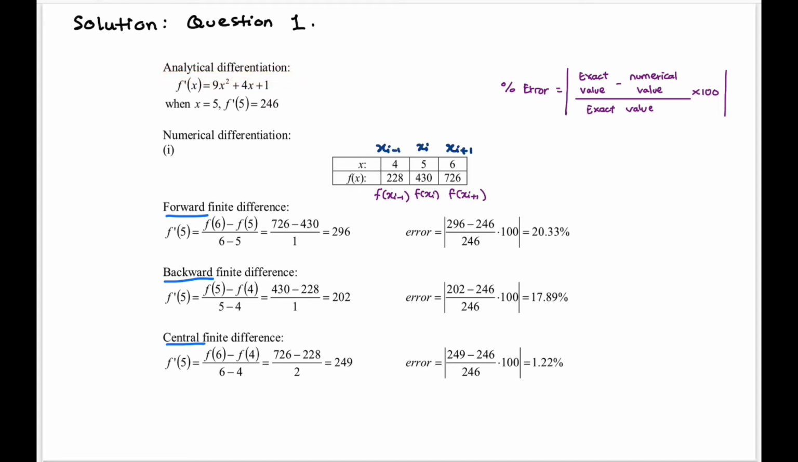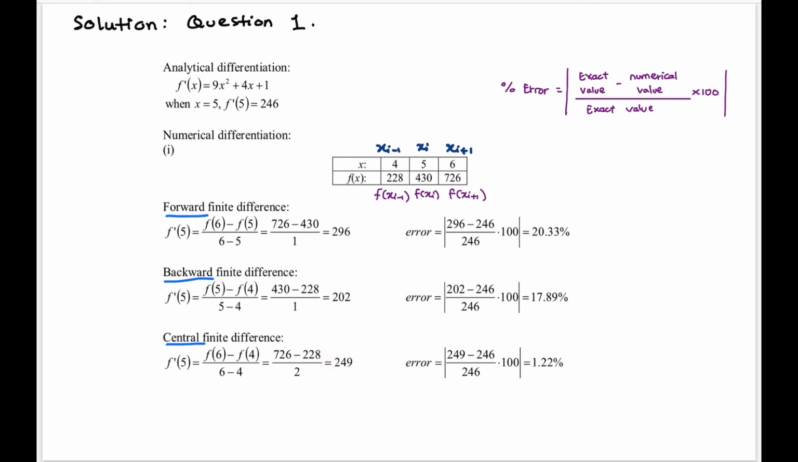Okay, so now let's find the numerical differentiation. The equation asks you to find the forward, backward and central finite difference. Just substitute all this value. This is your xi, xi plus 1, xi minus 1. And this is your f(xi), f(xi plus 1), f(xi minus 1). Okay, substitute into the formula correctly. Then you will get the answer for forward finite difference 296, backward finite difference 202, and central finite difference 249.